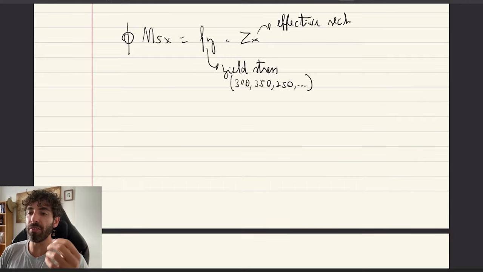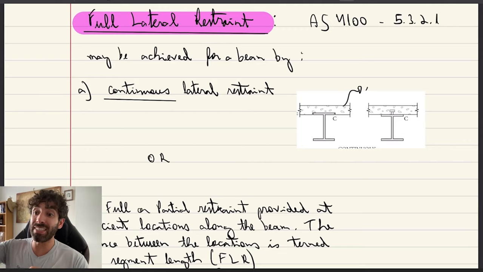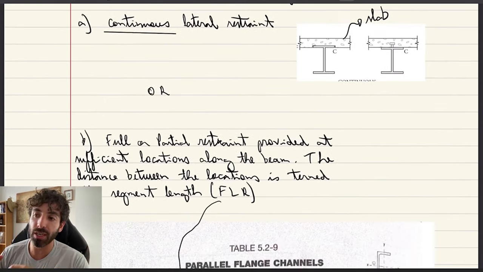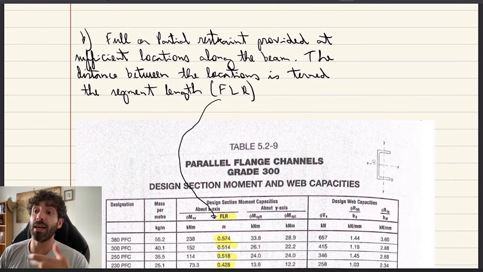Okay, now if you have a check at AS4100 clause 5.3.2.1, you will see that a beam can achieve full lateral restraint by a continuous lateral restraint to the critical flange, right? And this would be the case of a concrete slab on top of a beam for downward loads, or by full or partial restraint provided at sufficient locations along the beam. Intermediate lateral restraints as well.